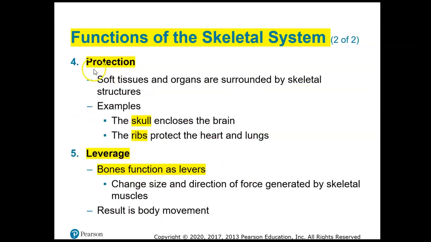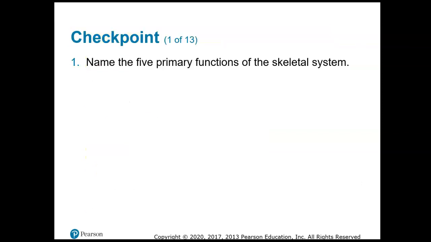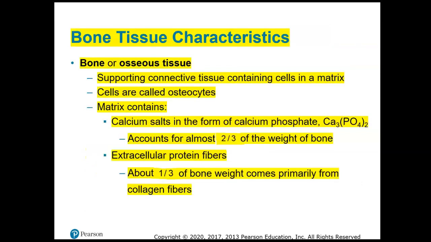Okay. Then we have protection. For example, the skull protects the brain, and the ribs protect the heart and the lungs. And then bones function as levers. The muscles contract and push and pull against bones, and that's what causes movement.